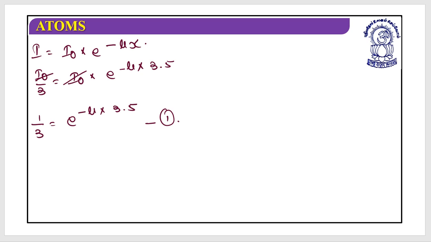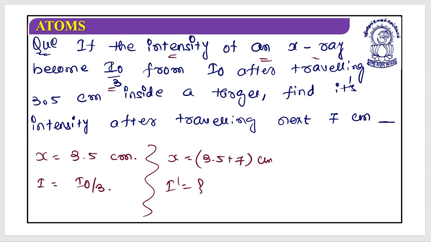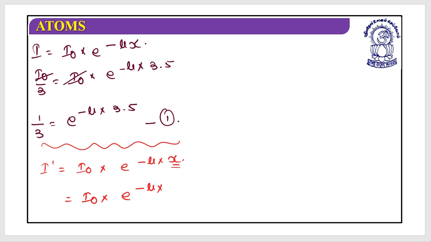Now what I want is I dash equals I naught into e to the power minus mu into x. So this equals I naught into e to the power minus mu into this x. This x was 3.5 plus 7. So basically it's 3.5 into 3.